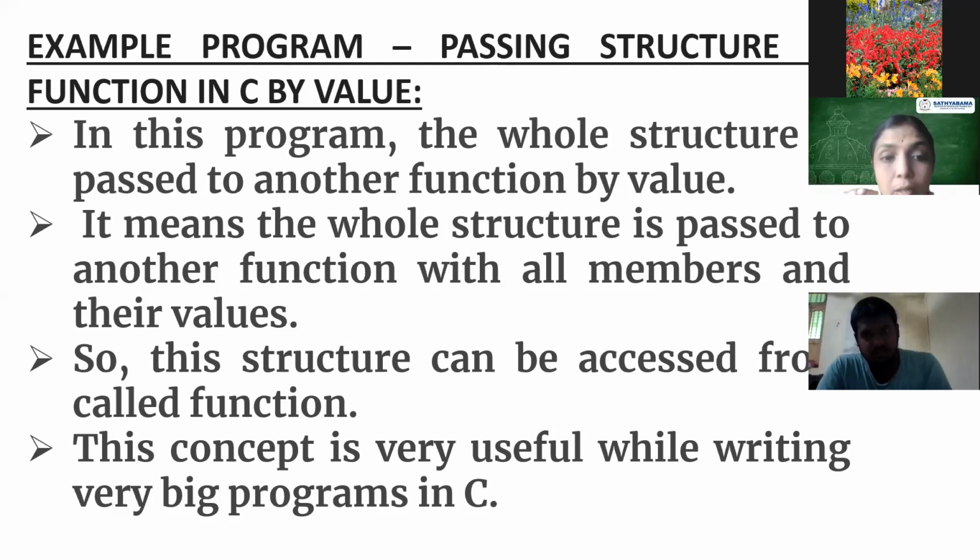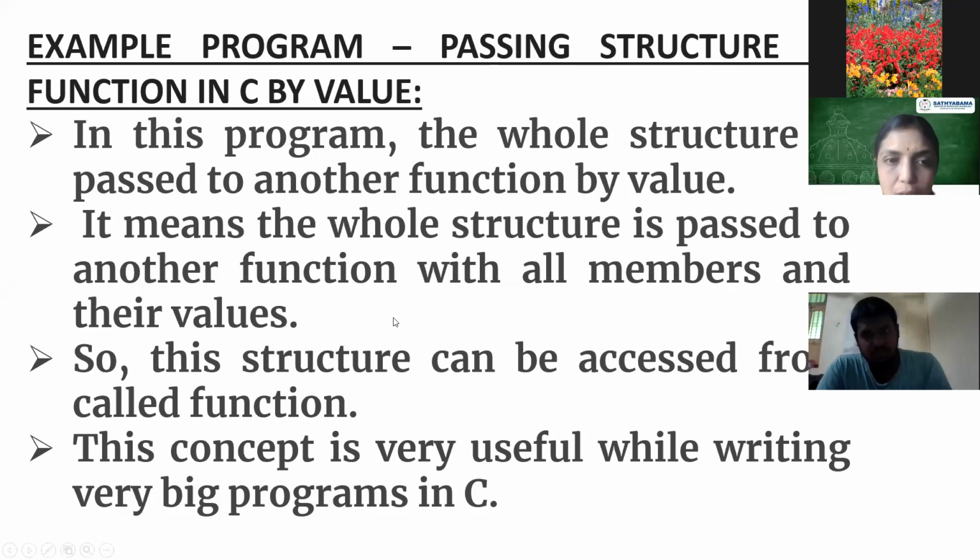Whenever we discuss data security in the case of C++, which is an advanced version of C, there the data can be secured. It can be made private, but here it is not possible. That is the disadvantage of the C language, right? So the structure can be accessed from the called function. This concept is very useful, right?